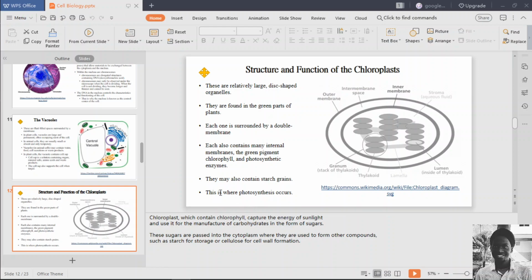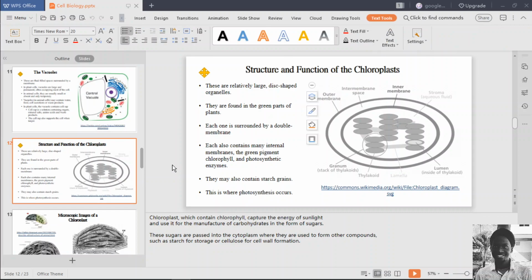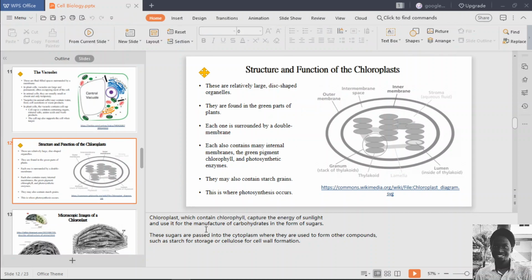So the chloroplast is actually where photosynthesis occurs. Remember, chloroplasts, which contain chlorophyll, capture the energy of the sunlight, and it is used for the manufacture of carbohydrates in the form of sugars. These sugars are passed into the cytoplasm where they are used to form other compounds, such as starch for storage and cellulose for cell wall formation.